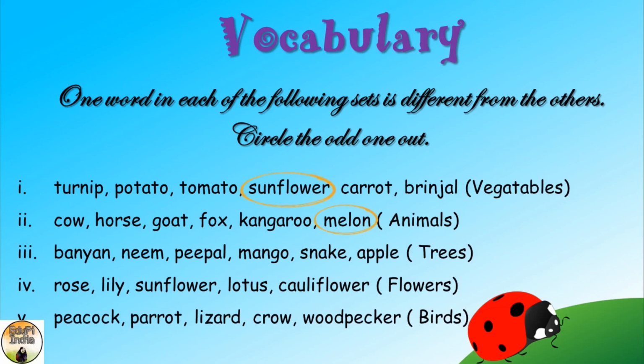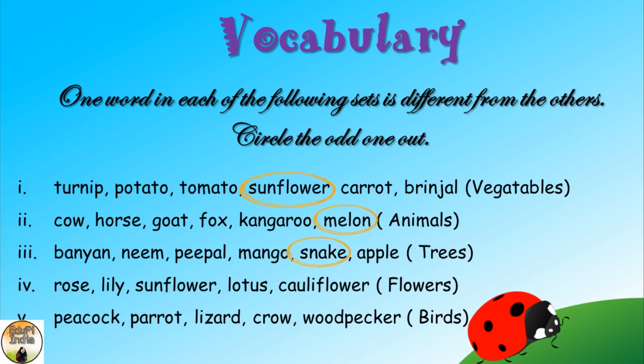Third one is banyan, neem, peepal, mango, snake, apple. Now according to the clue, all names should be of trees. Can you find the odd one here? Yes, it's snake because snake is a reptile. So we will encircle it.